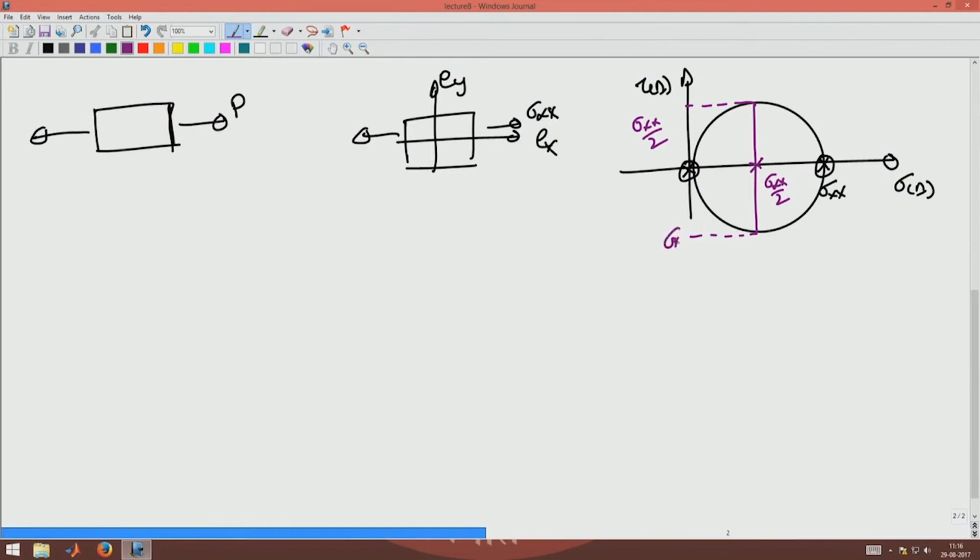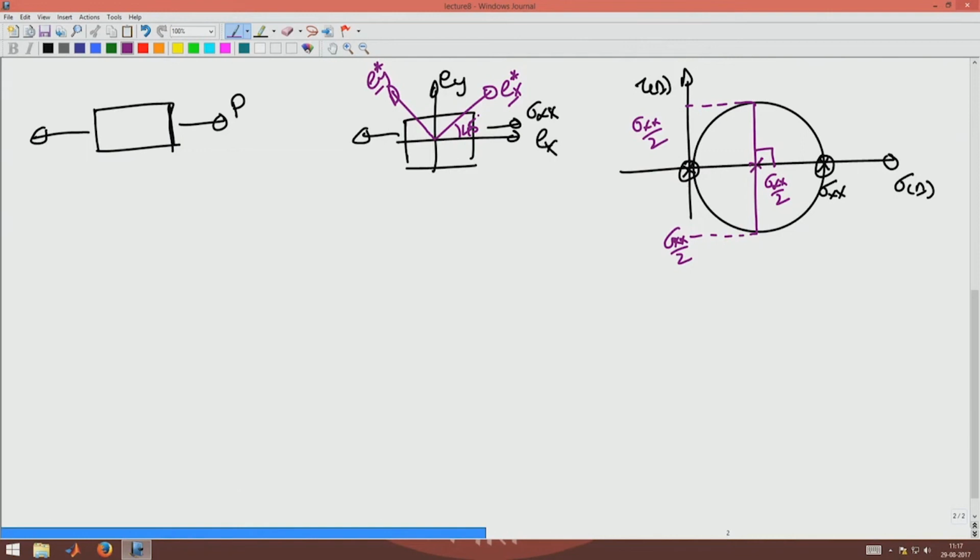Okay, this will be sigma xx by 2. So, now in what plane does it occur? The maximum shear stress, this angle is 90 degrees. So, I have to rotate this system by 45 degrees for me to get the maximum shear stress location. This will be Ex star, Ey star, on which the maximum shear stress occurs.